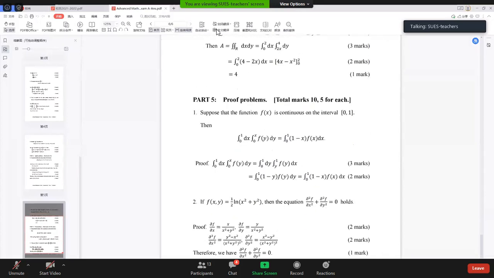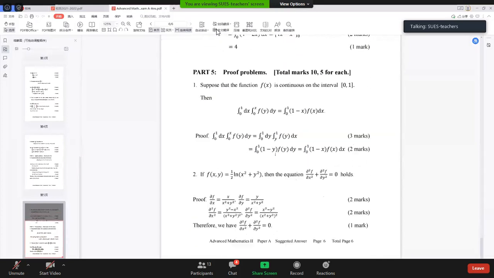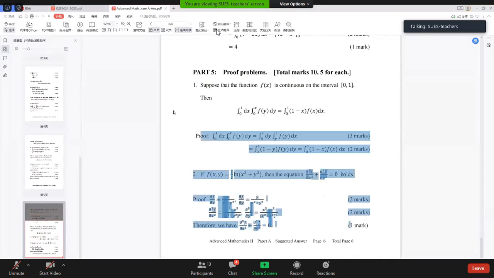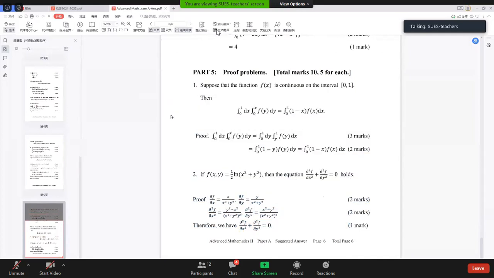Then in part 5, there are going to be some proof questions. Don't think that these questions will be very, very hard to do. Because we don't have enough questions for training for the proof, I'm going to let you guys know that we are going to restrict our proof into two different sections, two different parts.